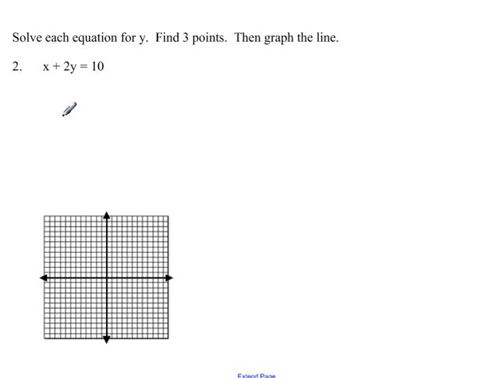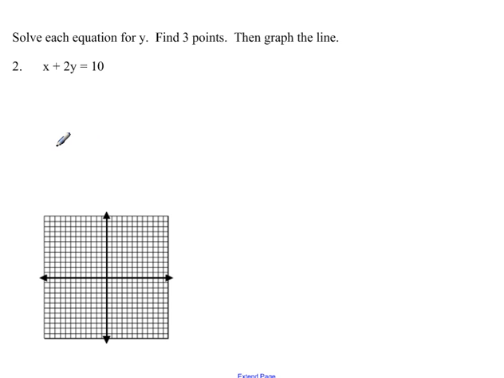Okay, note the directions. Solve each equation for y. Remember, we've done that now, so we've got to get the y term by itself. Find 3 points. Remember, that's when we substituted in 0, 1, and 2 for x and found the corresponding y. So the only new thing here is then to actually graph the line. Well, to do that, you take your 3 points you just found, plot them, and draw a line through it.